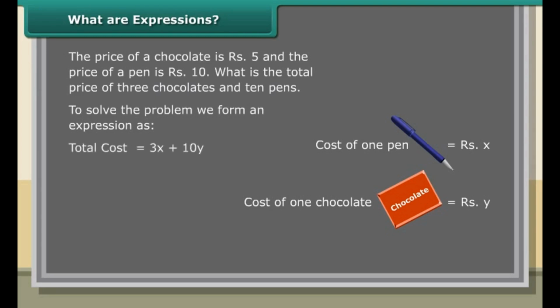Total cost is equal to 3X plus 10Y, which is equal to 3 into 5 plus 10 into 10, which is equal to 15 plus 100, which equals 115. Total cost is equal to 115 rupees. Number line and an expression.